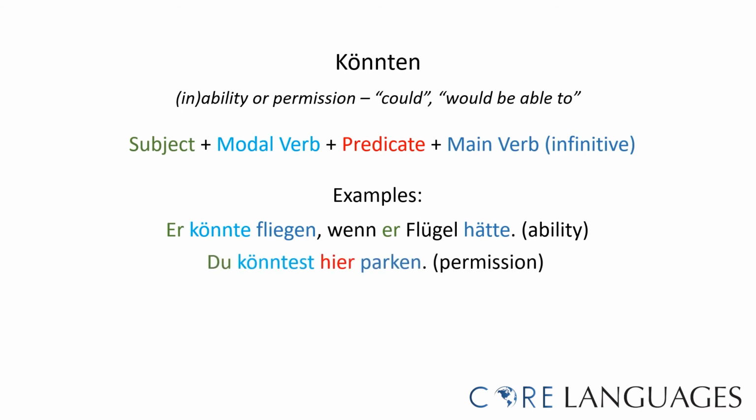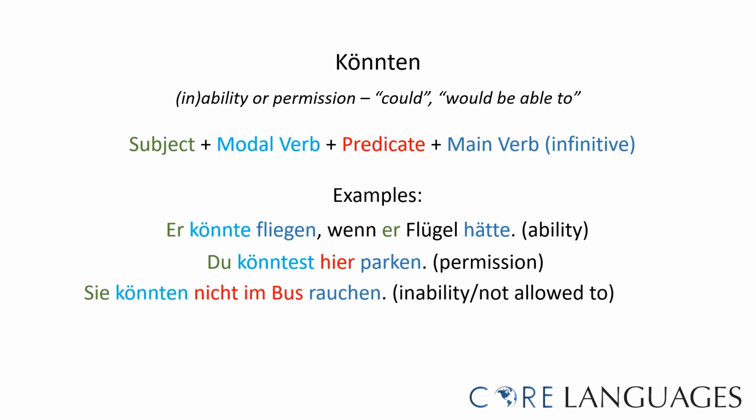Du könntest hier parken. You could park here, or you would be able to park here. Sie könnten nicht im Bus rauchen. You, sir, or you, ma'am, or they would not be able to smoke on the bus.